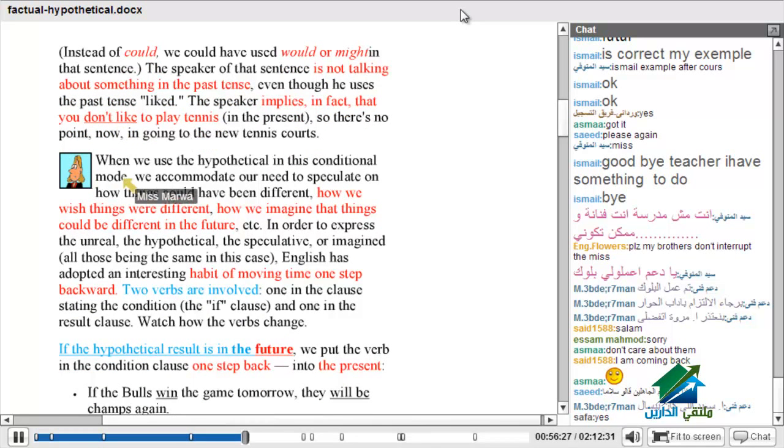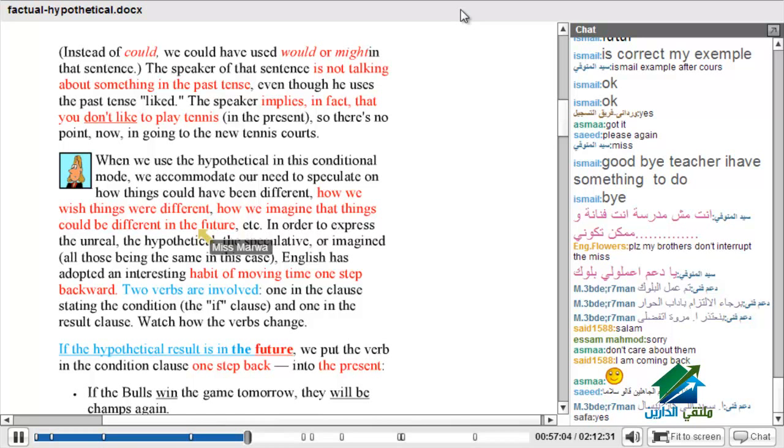طيب. Another point بقى. يلا. When we use the hypothetical in this conditional mood, okay, we accommodate our need to speculate on how things could have been different, how we wish. So here, look here, بقى. The cases اللي أنا بستخدم فيها the hypothetical statements: how we wish things were different, أتمنى ياريت الحاجة دي كانت مختلفة, how we imagine that things could be different in the future. It's okay. هو ده معنى hypothetical statements.